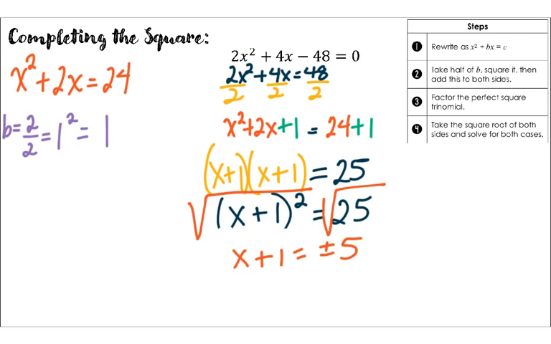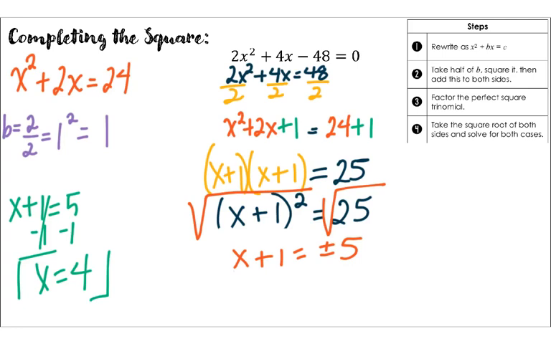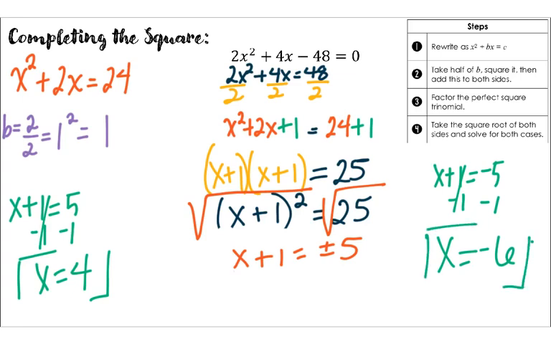All right, so we have two equations to solve. The first equation that I'm going to solve is x plus 1 is equal to positive 5. Subtract 1 from both sides, and that'll give me x equals 4. And then the other equation I have to solve is x plus 1 is equal to negative 5. Subtract 1 from both sides, and you get negative 6. These are the exact same solutions that we obtained, as they should be, when we factored. Completing the square, like I said, works best if your a value is 1 and this middle term is even.